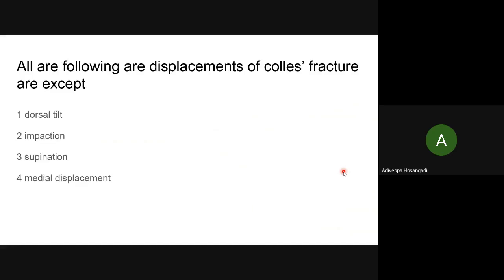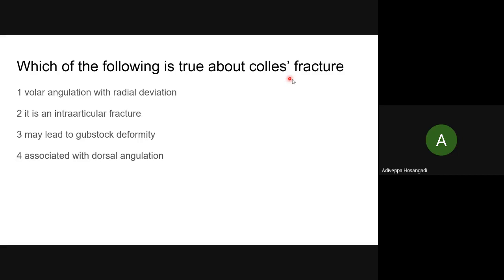Colles fracture, of course, there are a lot of questions on Colles fracture. I will go through a few multiple choice questions, then we'll discuss Colles fracture. All the following are displacements of Colles fracture except: lateral displacement. That is medial displacement. Yes, it is laterally displaced. Very good. Which of the following is true about the Colles fracture?